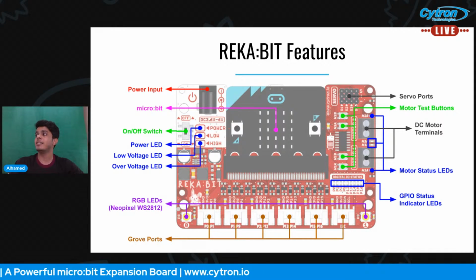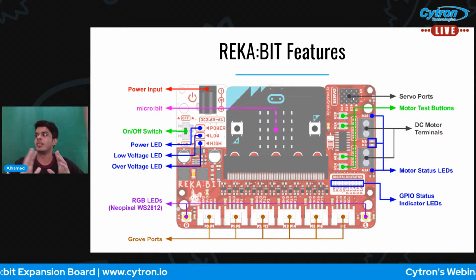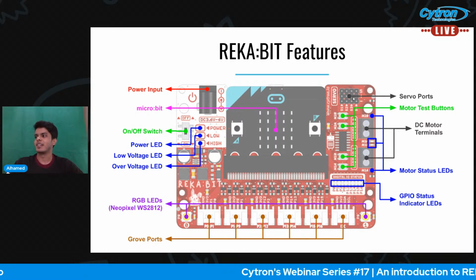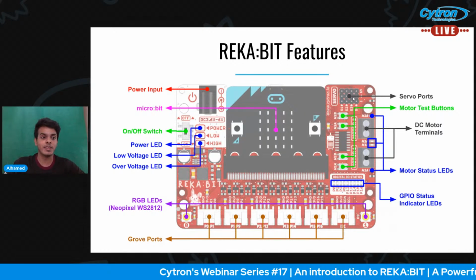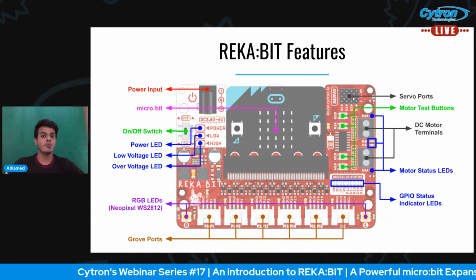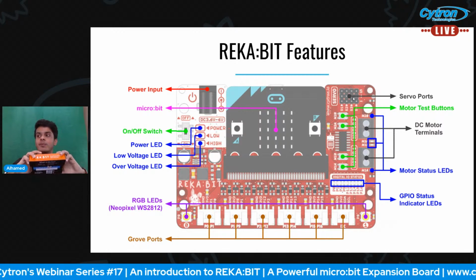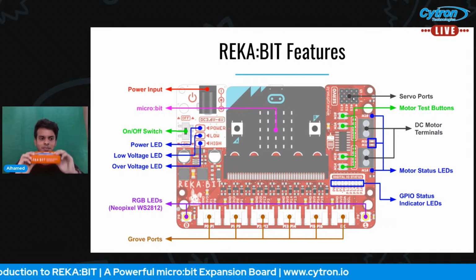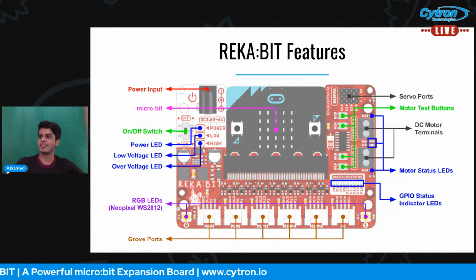Okay, and in the right corner we have the servo ports. We have 4 of them. This is pretty much the features of the REKA bit. Now we will take a closer look at the REKA bit. I will go through this again with you so you can have a better picture of it.